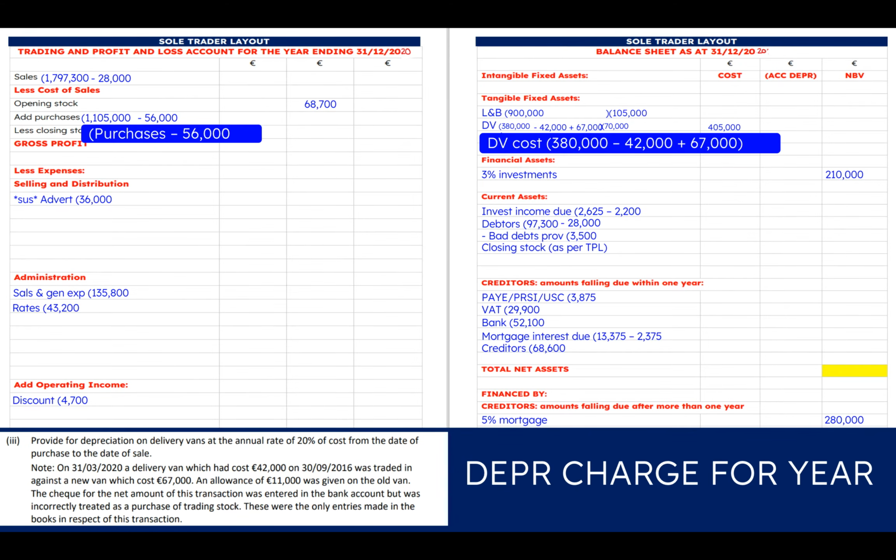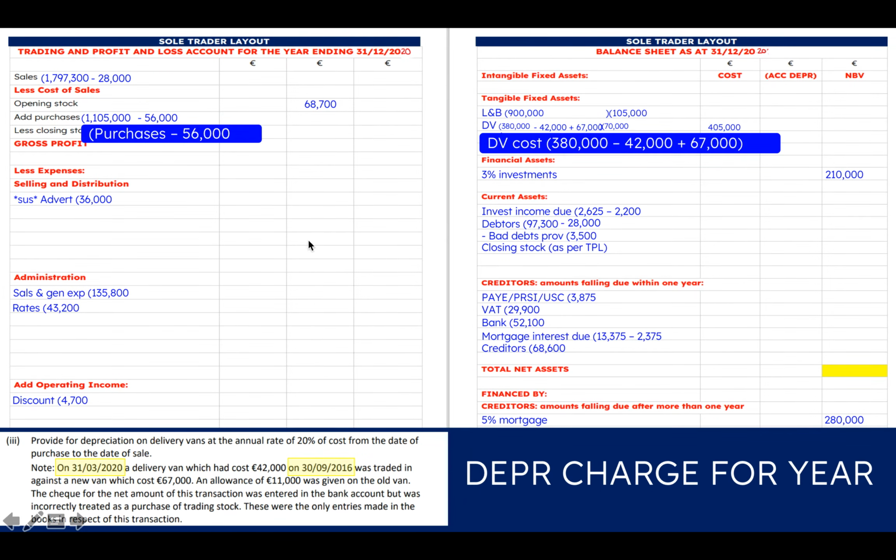Next, we will work out the depreciation charge for the year. So we have to pay particular attention to when the trade-in happened. It happened after the third month. So for the first 3 months we had 380,000 worth of vans, and then after the first 3 months we had 405,000 for the last 9 months.